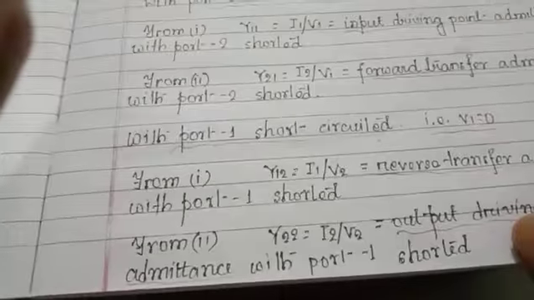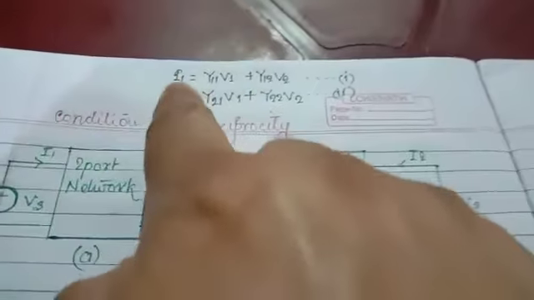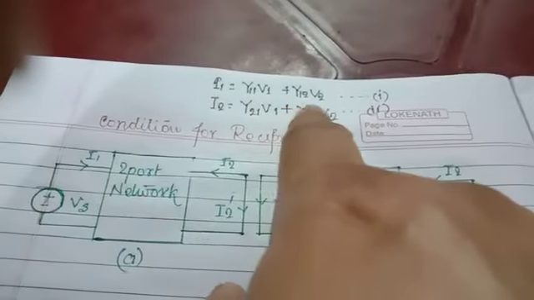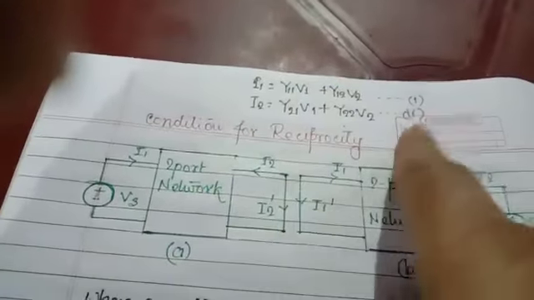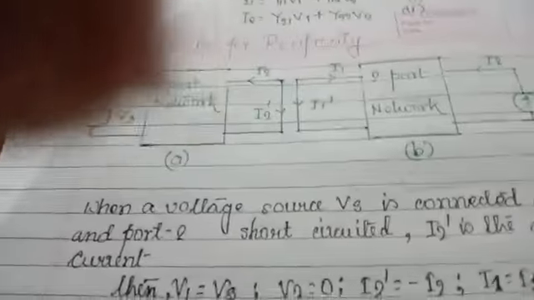So this is how Y parameters are defined. And now again in a similar manner we find out the condition for reciprocity. I have written these equations again: I1 equals y11 V1 plus y12 V2, and I2 equals this, just to deduce the condition for reciprocity. Here the condition for reciprocity was very simple.